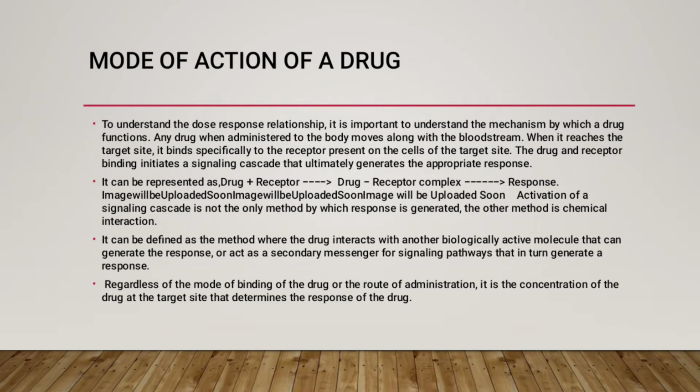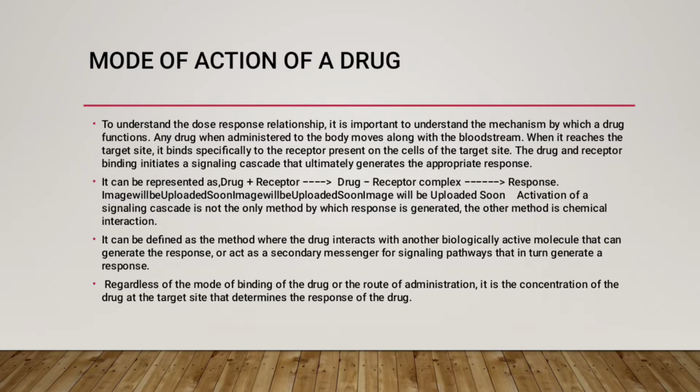We can speak about the mode of action of a drug. To understand the dose-response relationship, it is important to understand the mechanism by which the drug functions. Any drug, when administered into the body, moves along with the bloodstream until it reaches the target site. It binds specifically to the receptor present on the cells of the target sites. The drug and receptor binding initiates the signaling cascade that ultimately generates the appropriate response. It can be represented as drug plus receptor gives drug-receptor complex, then response.